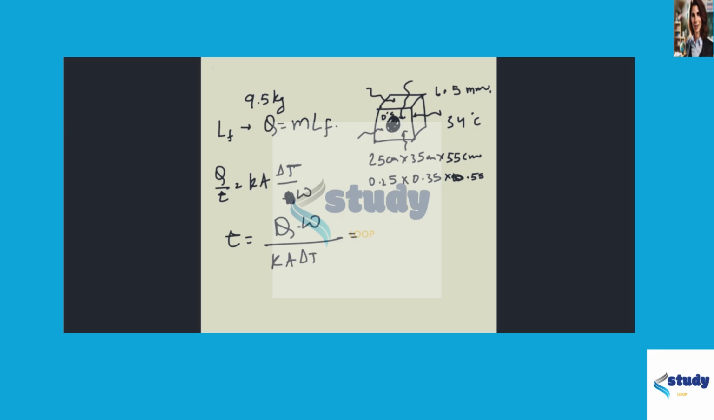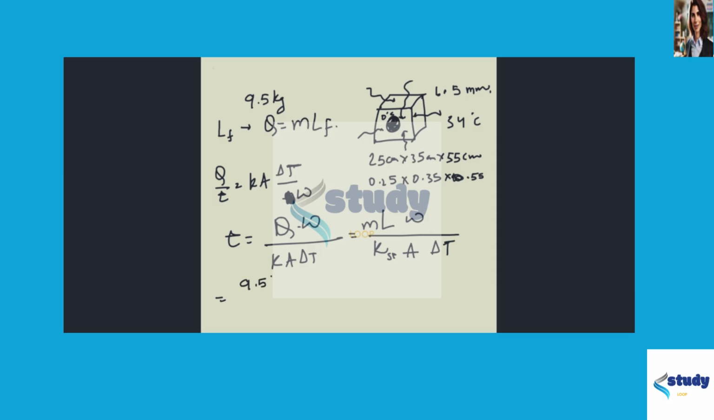We also know that the time is mass times latent heat of fusion times width divided by the conductivity of styrofoam, which is twice the conductivity of air, times the total surface area of the cuboid times the difference in temperature. We'll substitute our values now.